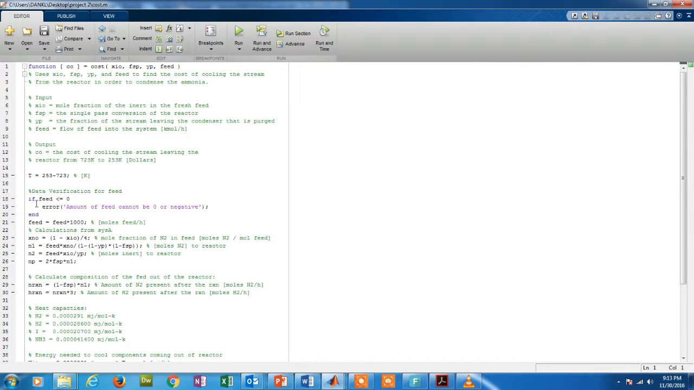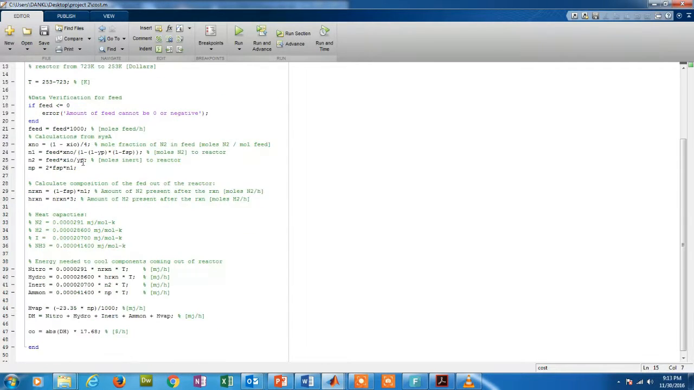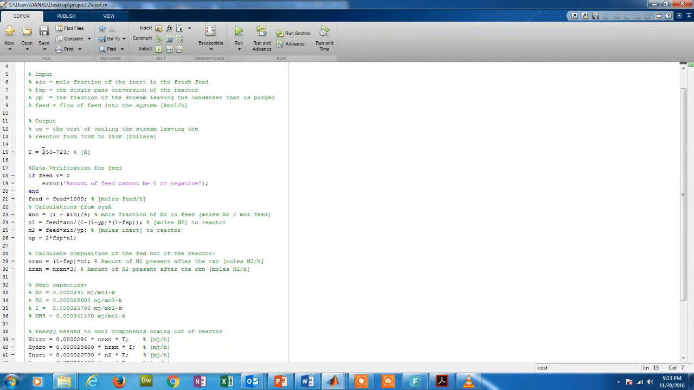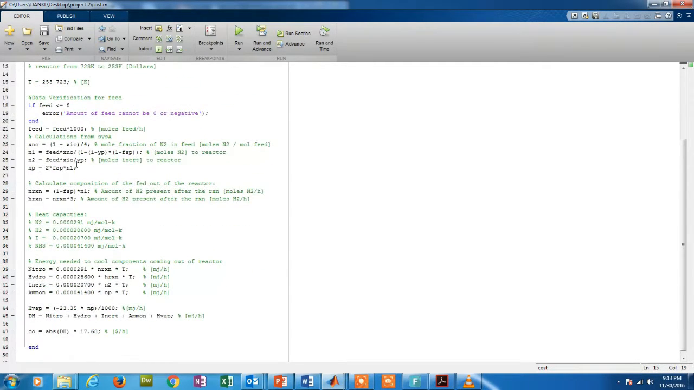It's going to pull in all of your variables from the previous inputs, such as moles to the reactor, moles of N2 present after the reaction, and amount of H2 present after the reaction. It's going to pull together all that information and turn it into costs. We have heat capacities for each of these species that we're going to apply in the equations below, and that will eventually transfer into the actual script itself as cost.